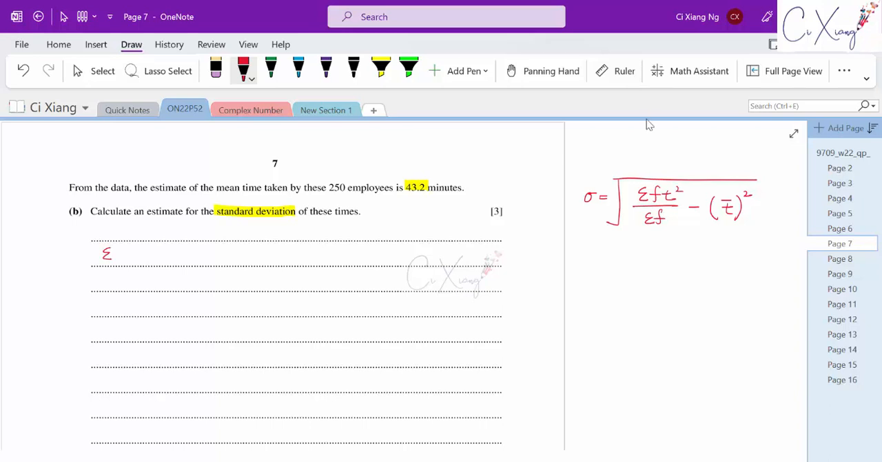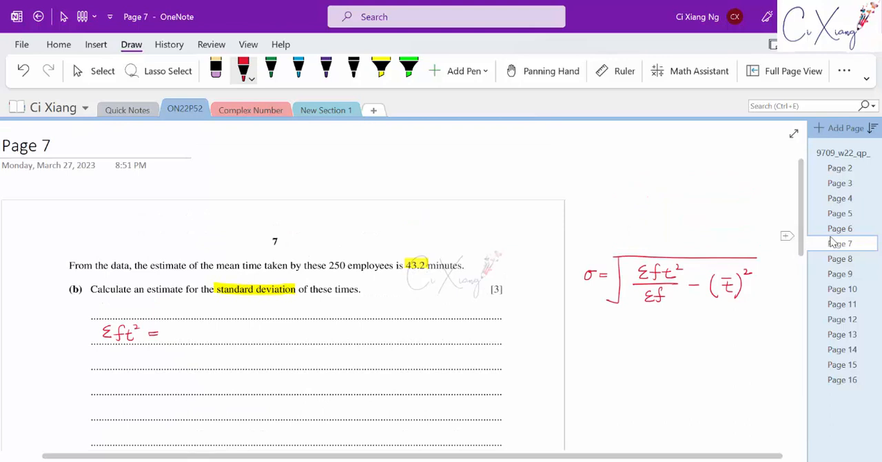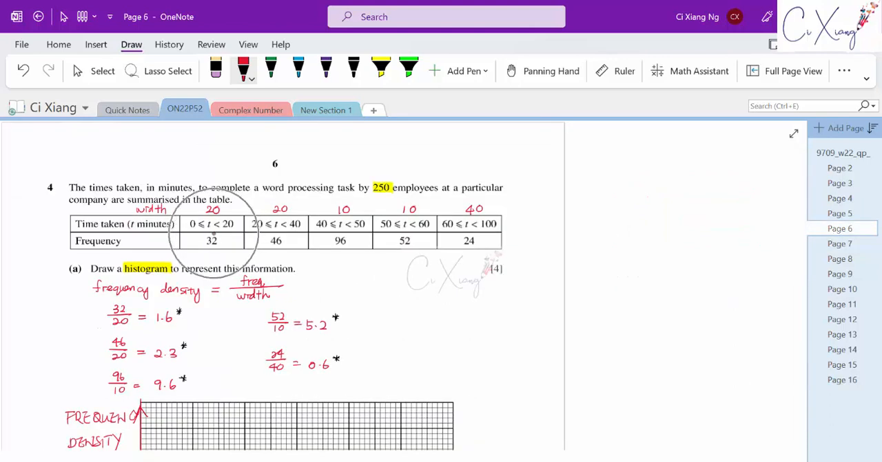What's the meaning of summation of ft squared? Basically, it means that you take the frequency, multiply with the midpoint of the class, and you square the midpoint of the class. As an example, if we refer back to the question here, our midpoint for the first class is 10, 0 plus 20 divided by 2, I get 10. This one, the midpoint is 30, midpoint is 45, 55, and also 80. So you have to square the midpoint, then you multiply with the frequency.